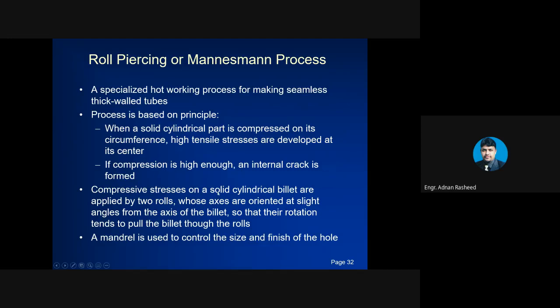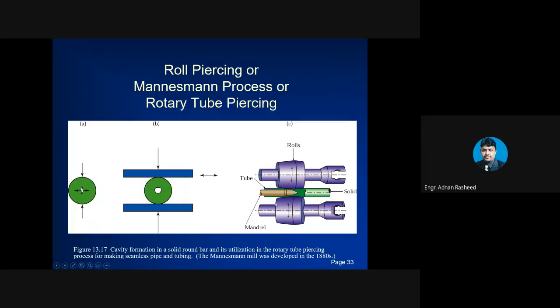Compressive stress on a solid cylindrical billet is applied by two rollers whose axes are oriented at a slight angle from the axis of the billet, so that their rotation tends to pull the billet through the rolls. A mandrel is used to control the size and finish of the hole. So you can see that this is a mandrel, and these are the rollers. The mandrel is used to control the inner shape and also to get the hollow tubes.